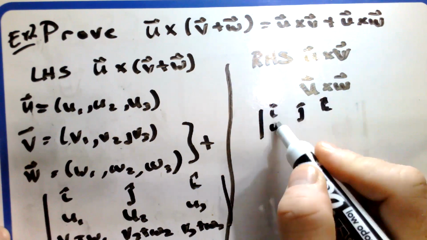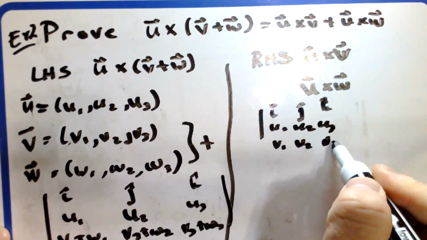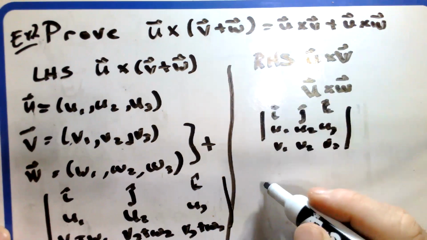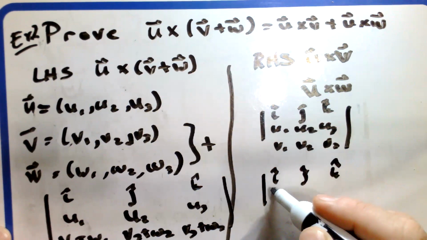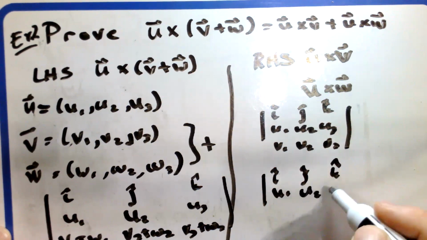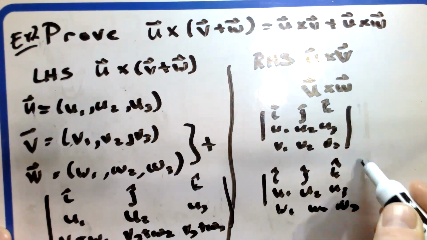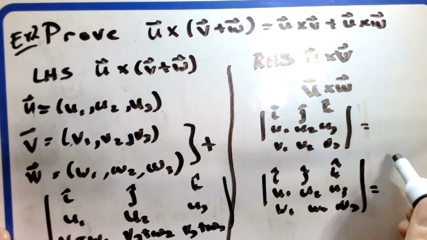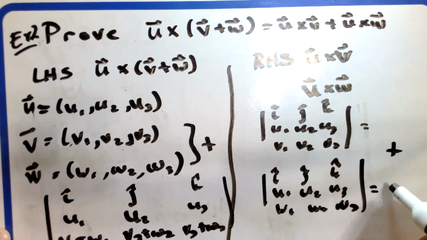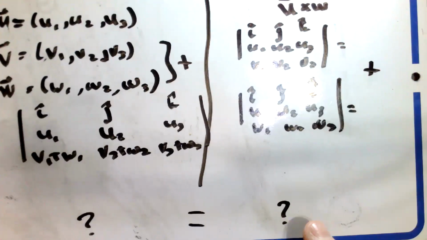k hat of U1, U2, U3, and V1, V2, and V3. And then also the i hat, j hat, and k hat of U1, U2, U3 with W1, W2, and W3. Okay, so compute these two quantities out and then add them together, and that would be the comparison that we would need to make here to see if in fact this equality holds.